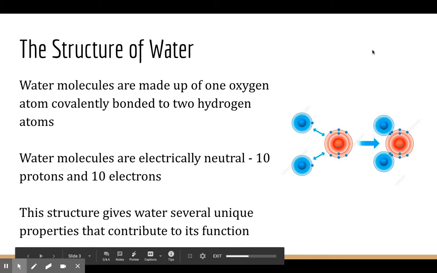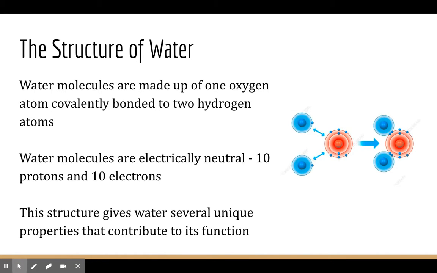So to start off, water molecules on the most basic level are made up of one oxygen atom covalently bonded to two hydrogen atoms. So we went over covalent bonds in the past. Remember, covalent bonds are the sharing of electrons. So oxygen atoms share one electron with hydrogen to form a covalent bond, and that is pictured right here.